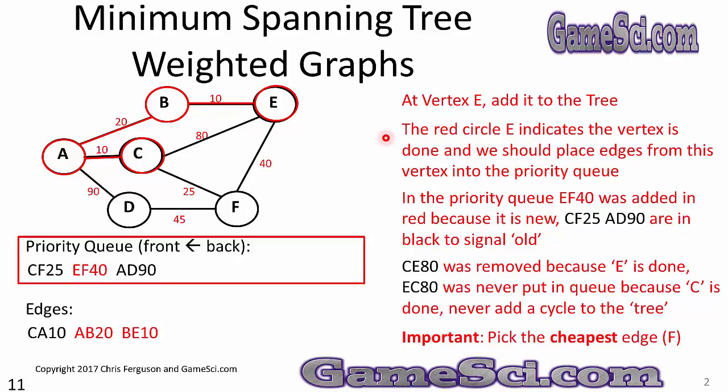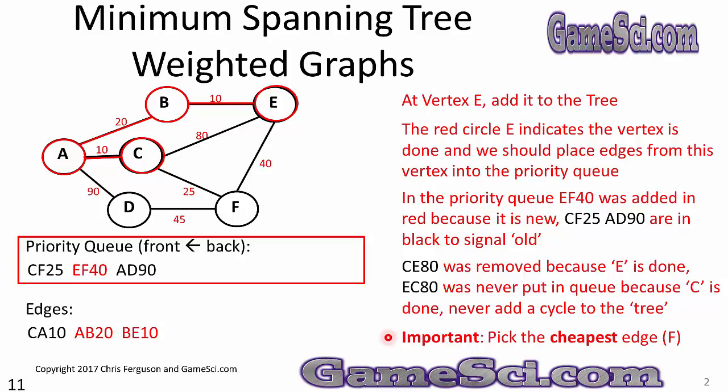The red circle E indicates the vertex is done, and we should place edges from this vertex into the priority queue. In the priority queue, EF40 was added in red because it's new. CF25, AD90 are in black to signal they are older edges that already existed in the priority queue. Notice CE80 was removed because E is now done. We don't need this edge in our priority queue anymore because it goes to a vertex we've already been to. EC80, this edge, was never put in the queue because C is done. Never add a cycle to the tree.